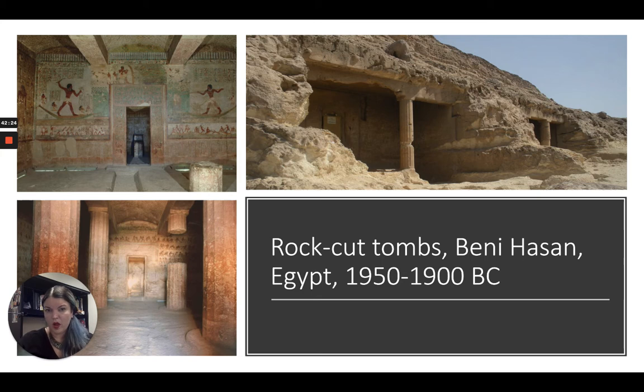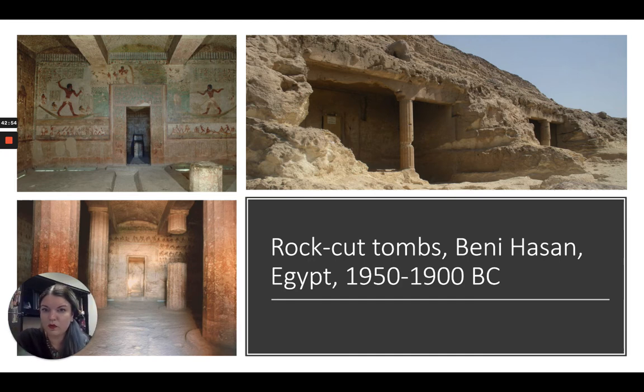So these are the rock cut tombs of Beni Hasan. Beni Hasan is the region, not the name of a particular person. This is in Egypt. And these are cut directly into the rock, as the name implies. And so they're dug directly out of the cliffs. And one of the things about this is they are very well preserved because they're inside the actual cliffs and everything was cut out of it, so that they're cut out of solid stone, right?